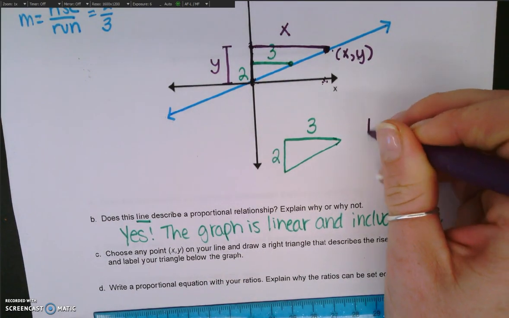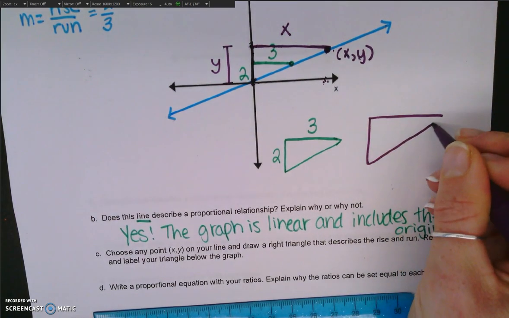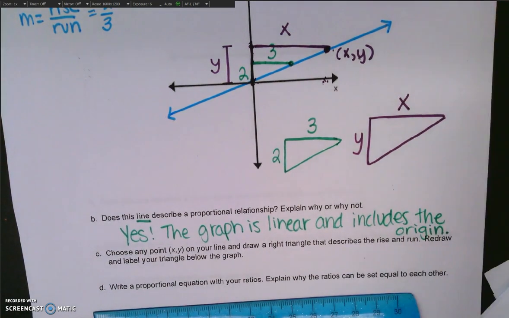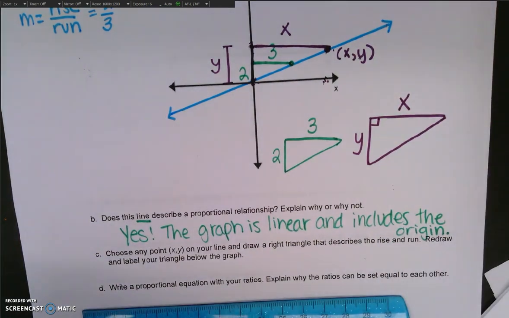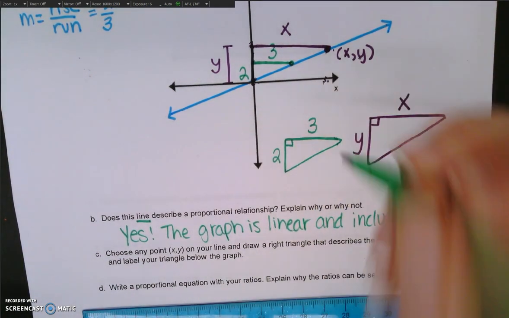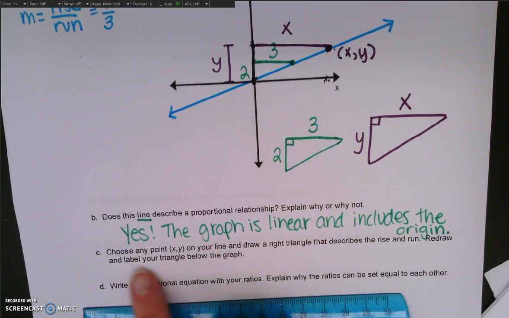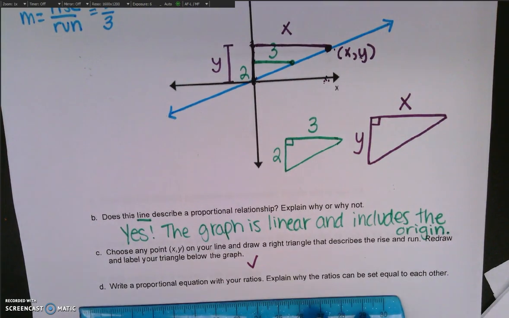Then I need to redraw and label my triangle below my graph. So I'm going to redraw, and my new triangle is a little bit larger than my green triangle. I'm going to draw it in the same orientation. Probably should show that these are right triangles. Redraw and label your triangle. Done. Let's look at part D.